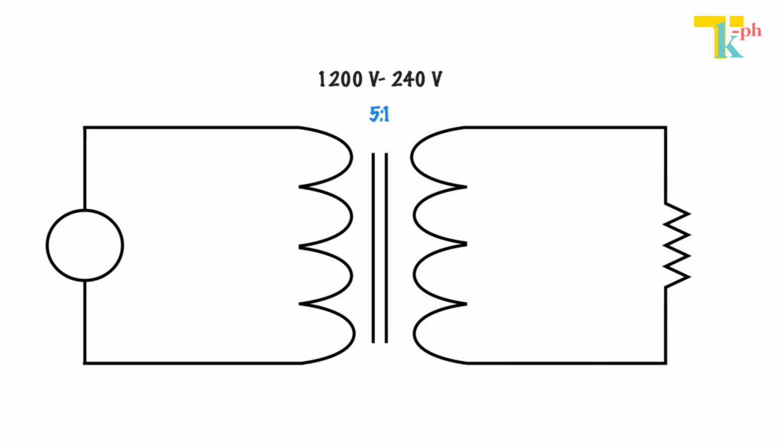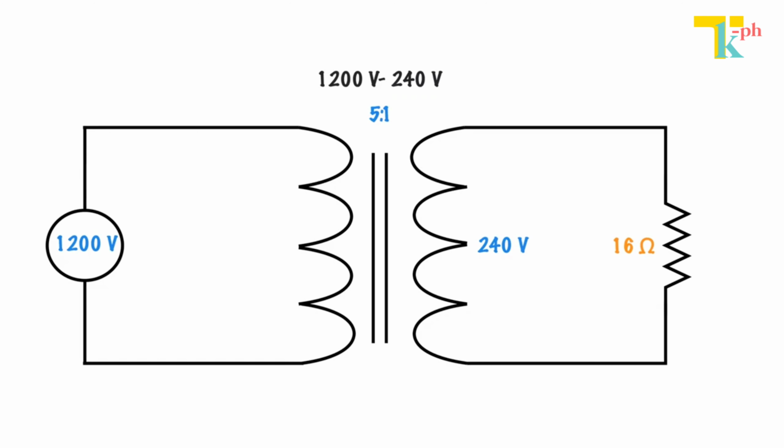Next up, we're going to assign a voltage at the source here. So it is rated 1200 volts to 240, but that doesn't necessarily mean that we're putting in 1200. It just means that the maximum voltage that we can handle here is 1200 volts. In this instance, however, we will add 1200 volts to the source. So we have 1200 volts at the source with a 5-to-1 ratio. 1200 divided by 5 will give me the secondary voltage here, which in this case is 240 volts.